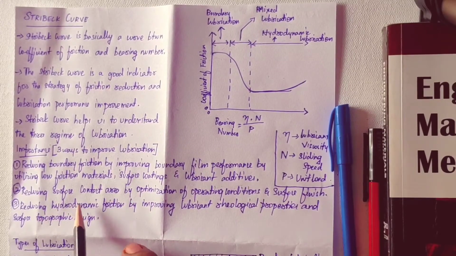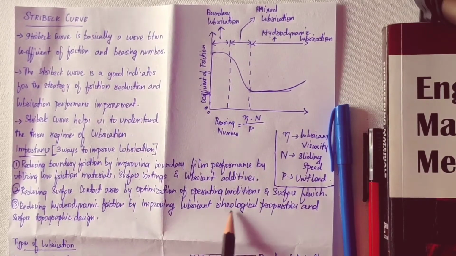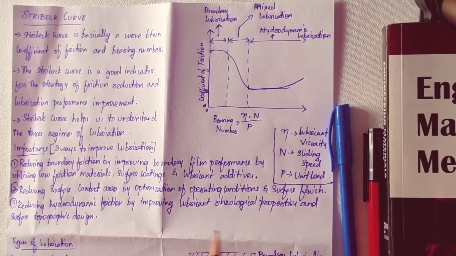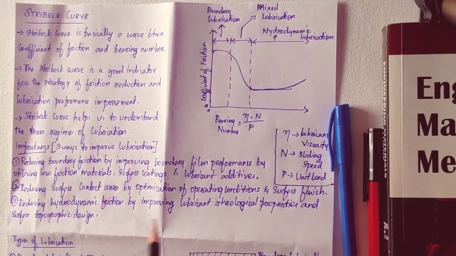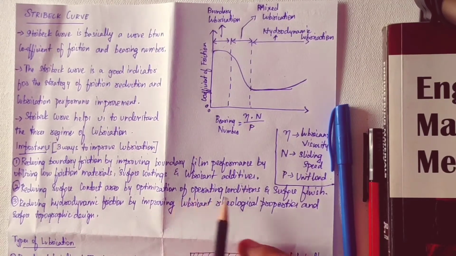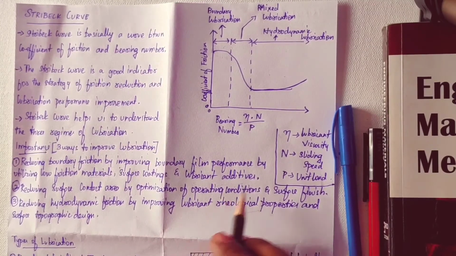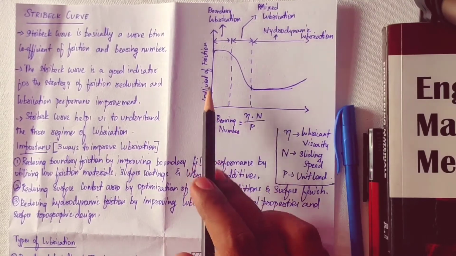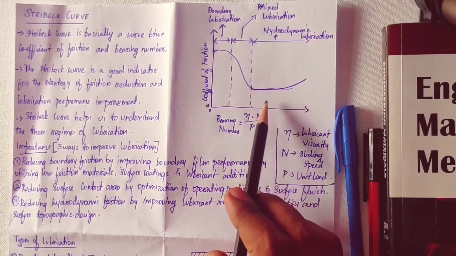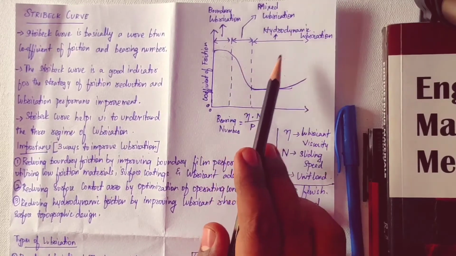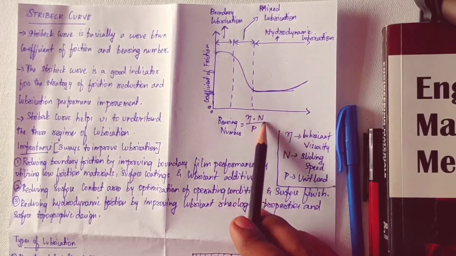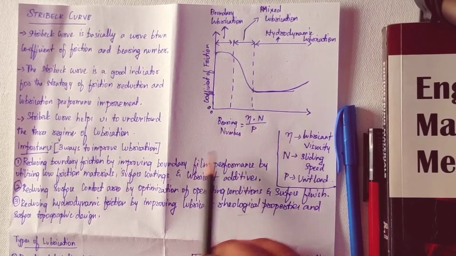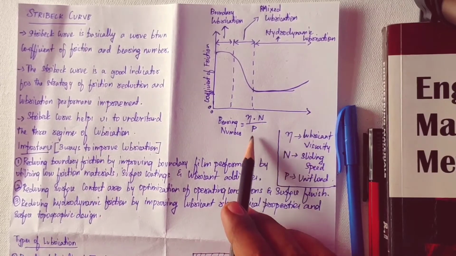The third is reduction of the hydrodynamic friction by improving the lubricant rheological properties and surface topographic design. We saw about surface topographic design, which is nothing but texturing, and in the rheological properties, by adding additives to the lubricant, we can increase the lubricant viscosity. If we increase the lubricant viscosity, the oil film thickness increases. If the oil film thickness increases, that means there is hydrodynamic lubrication, and then there is a decrease in the coefficient of friction. If the coefficient of friction decreases, then there is an improvement in the wear property of that particular material.